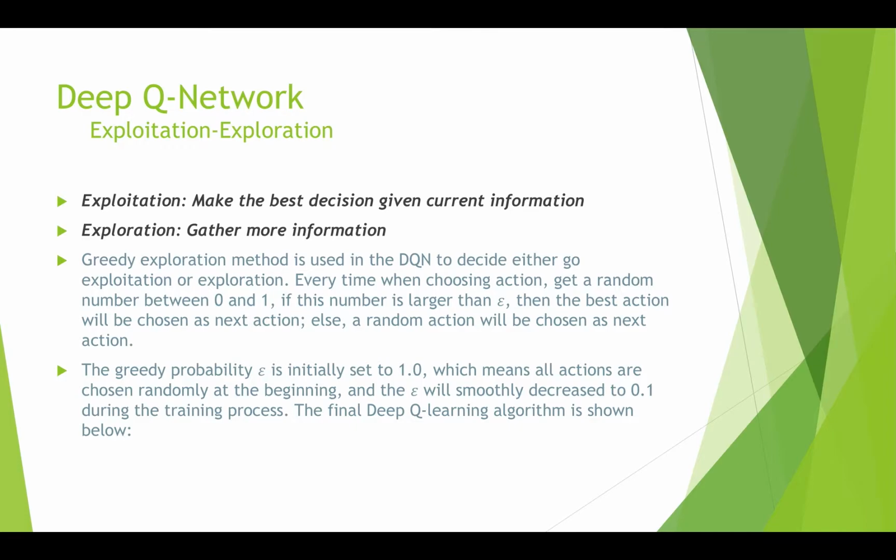And so the epsilon in the epsilon-greedy policy is initially set to 1.0, which means all actions are chosen randomly at the beginning of the training. Then epsilon will smoothly be decreased to 0.1 during the training process. When epsilon is 0.1, there is a 90% probability that the best action will be chosen, which is exploitation, and a 10% chance that the DQN will choose a random action for the next step, which is called exploration.